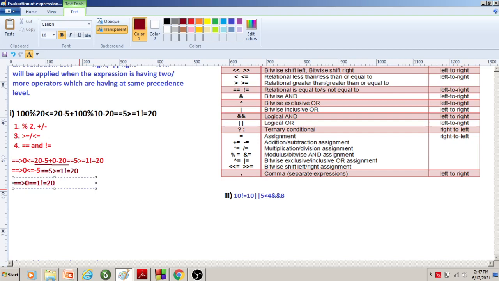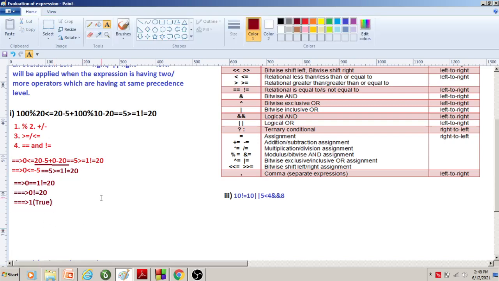After this the double equal to operation will be applied. So 0 equal to 1, here both operators are at the same precedence level, therefore the left to right direction will be followed. 0 is not equal to 1, therefore the result is 0. Then 0 not equal to 20, yes, 0 is not equal to 20, so the final result is 1. 1 means it is true. So this is the result of the evaluation.